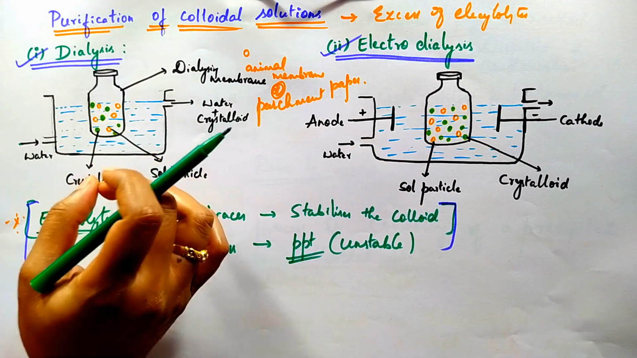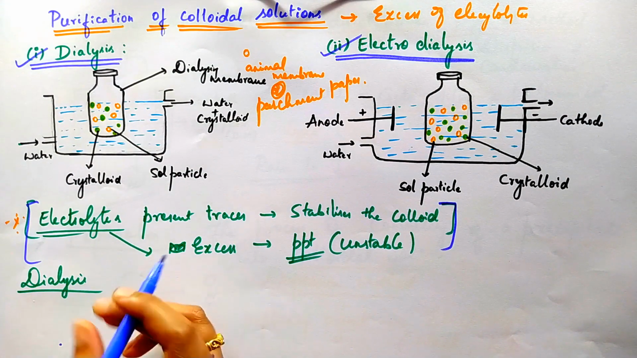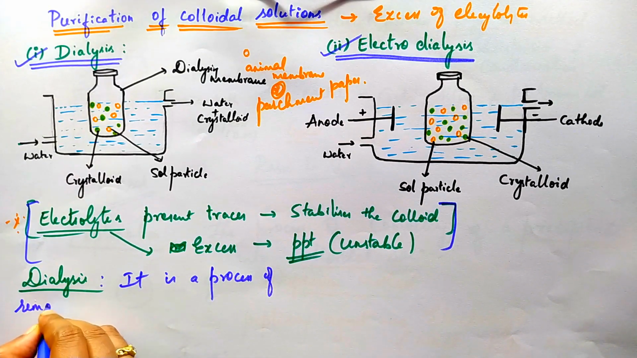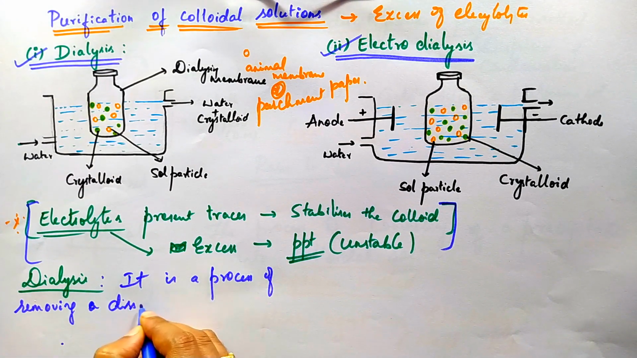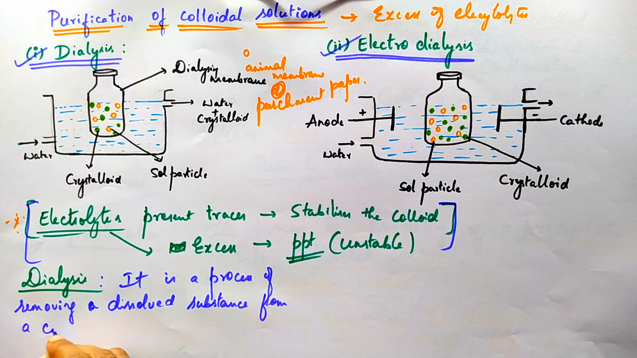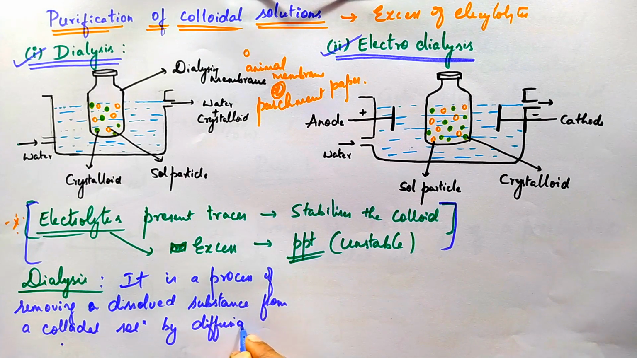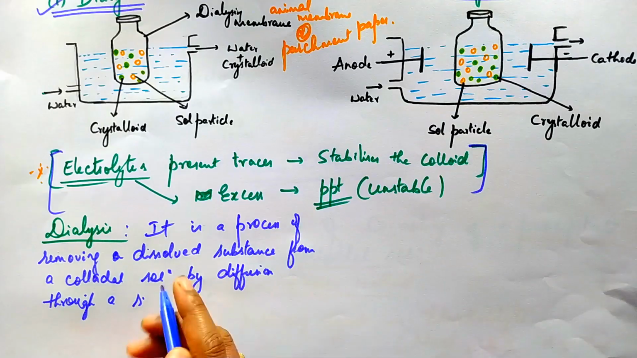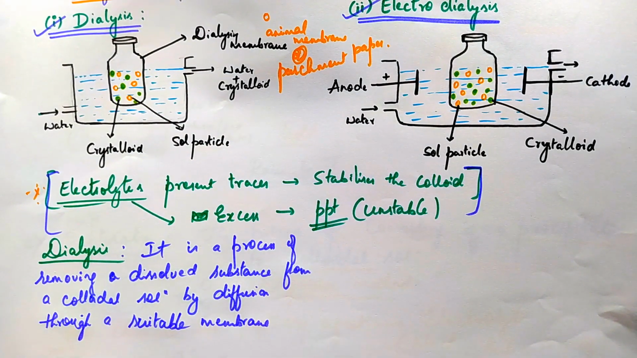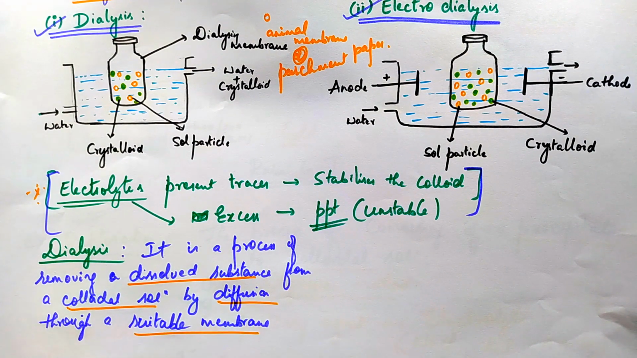In dialysis, what happens? What do we mean by dialysis? Dialysis is a process of removing a dissolved substance from a colloidal solution by diffusion through a suitable membrane. This is called dialysis.